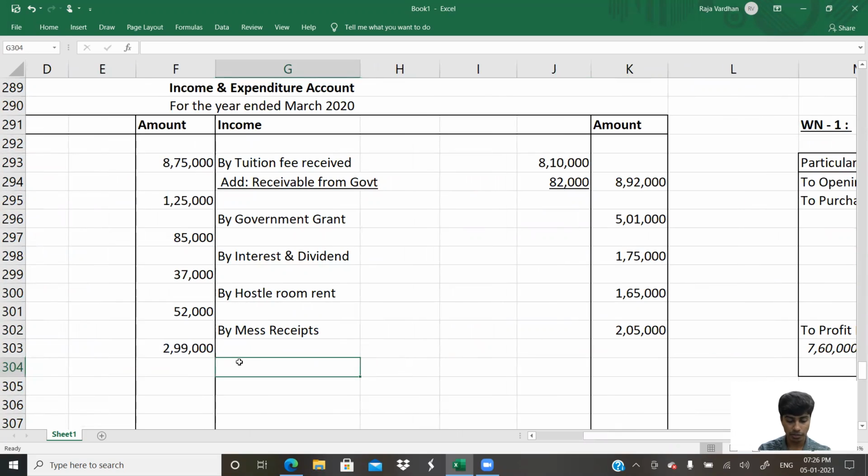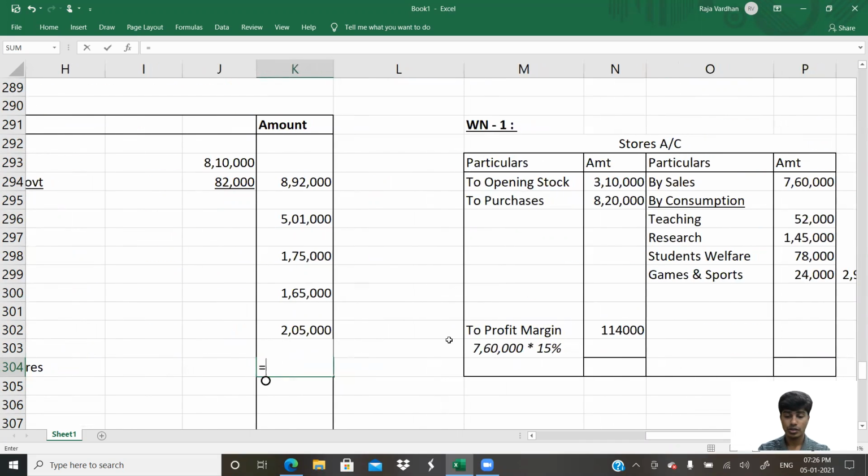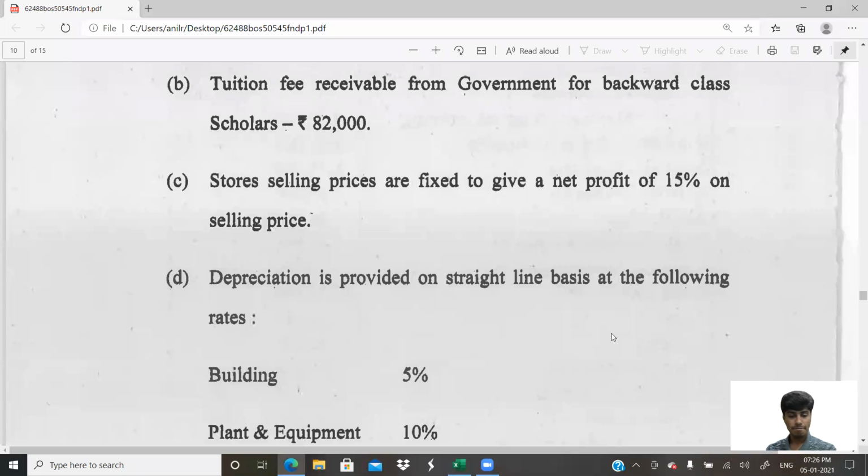What would I write here? I'll write by margin on sale of stores. How much? 1,14,000. You get that? I'm done with that C.